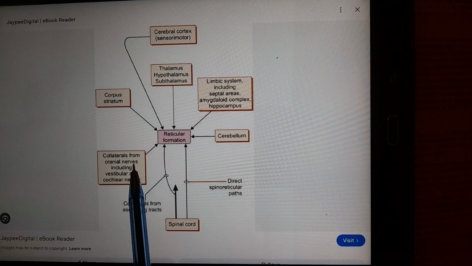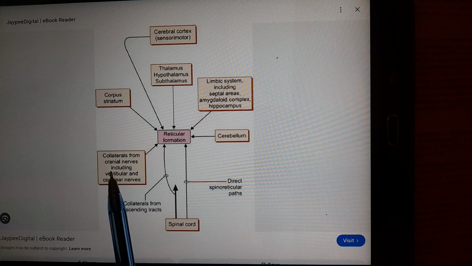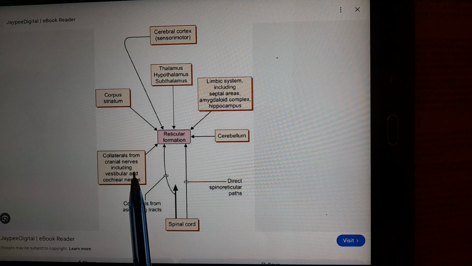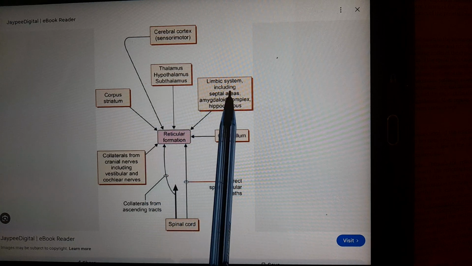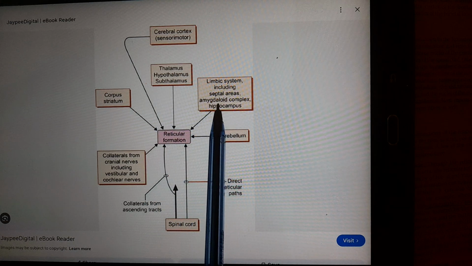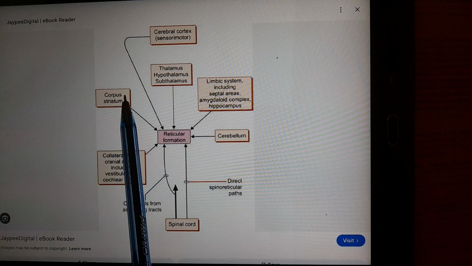Then the cranial nerves, the vestibular and the cochlear nerve, through the vestibulocochlear nerve, they are also going to give the sensation. Then the limbic system. The limbic system has the amygdaloid, the hippocampal and the septal region. They are also going to give information. And the corpus striatum.